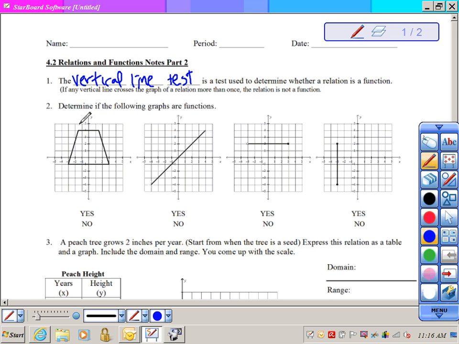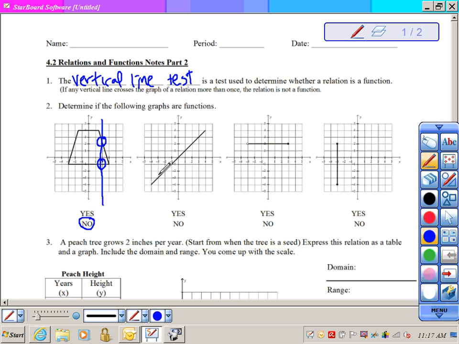So if we look at number 2, let's say we pick this 2 right here. The vertical line test says that if we draw a vertical line, there should only be one point on that vertical line if it was straight. But it crosses here and it crosses here. So is it a function? No. It should only cross once.